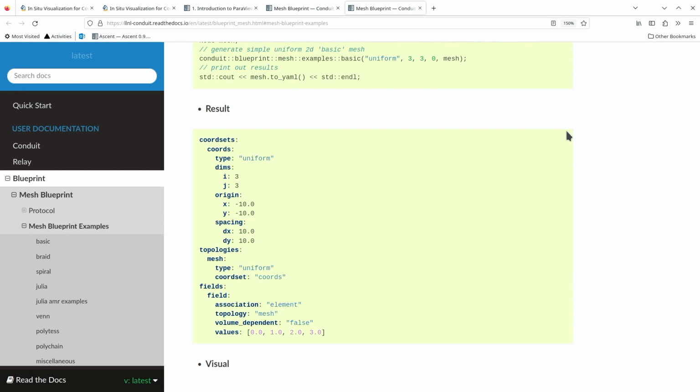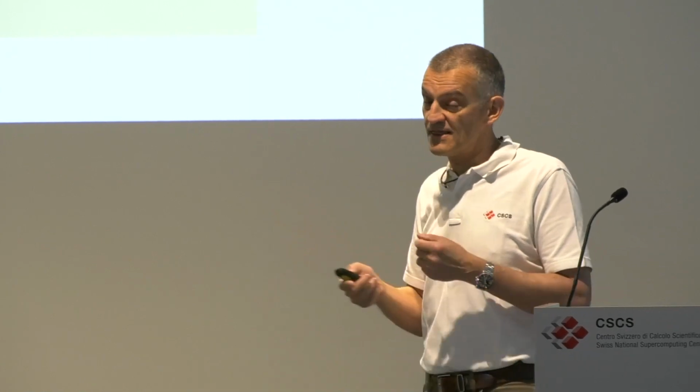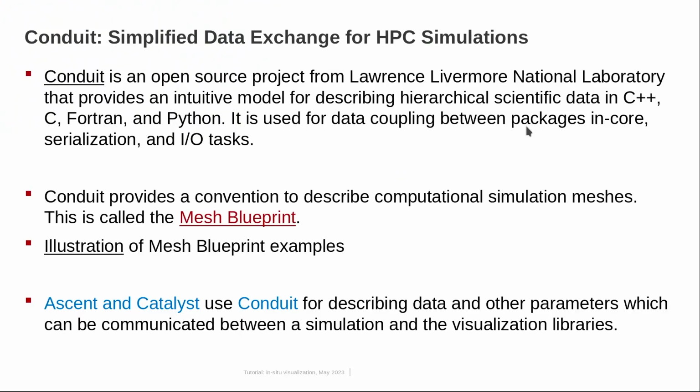Because we will see what Conduit is. Conduit is really just a dictionary, strings and values. But you can put anything in it. If instead you use those particular keywords, then your mesh will verify the blueprint and it can be read by Ascent. But I'm going a little bit ahead of myself. If we use the blueprint, then Ascent and Catalyst will be able to interpret the data as required.